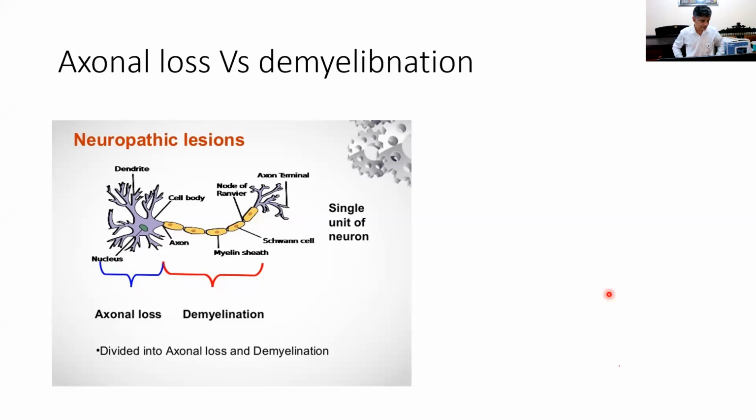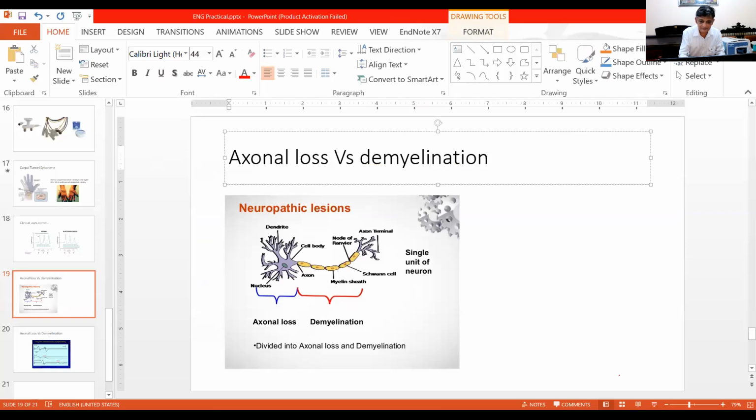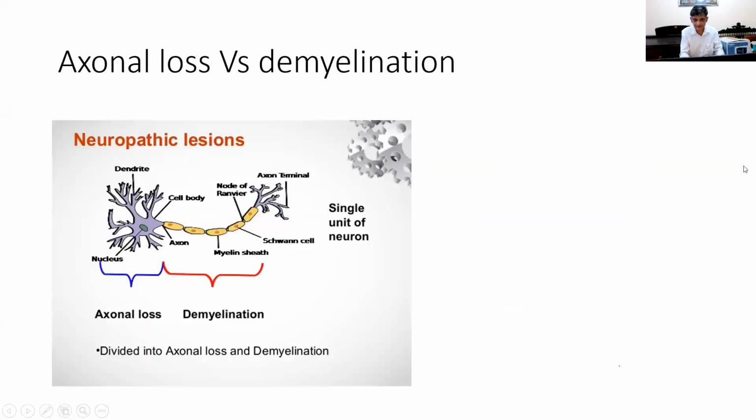And this is some introduction to two types of nerve damage. There's a spelling mistake here. It should be demyelination. There's an additional B. I will just leave it. Demyelination. Can you still see the presentation? Yes, sir. Right.